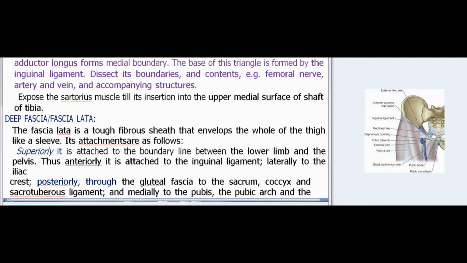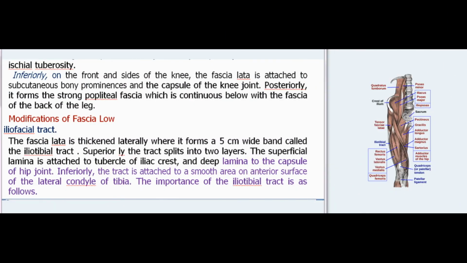Deep fascia or fascia lata. The fascia lata is a tough fibrous sheath that envelops the whole of the thigh like a sleeve. Its attachments are as follows. Superiorly it is attached to the boundary line between the lower limb and the pelvis. Thus anteriorly it is attached to the inguinal ligament, laterally to the iliac crest, posteriorly, through the gluteal fascia, to the sacrum, coccyx and sacrotuberous ligament, and medially to the pubis, the pubic arch and the ischial tuberosity.